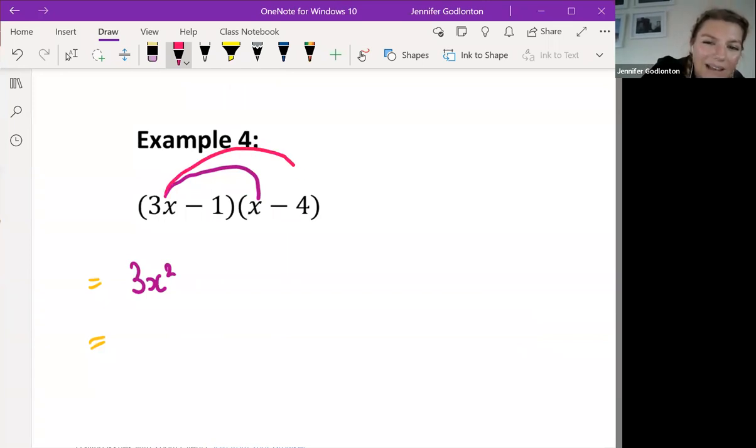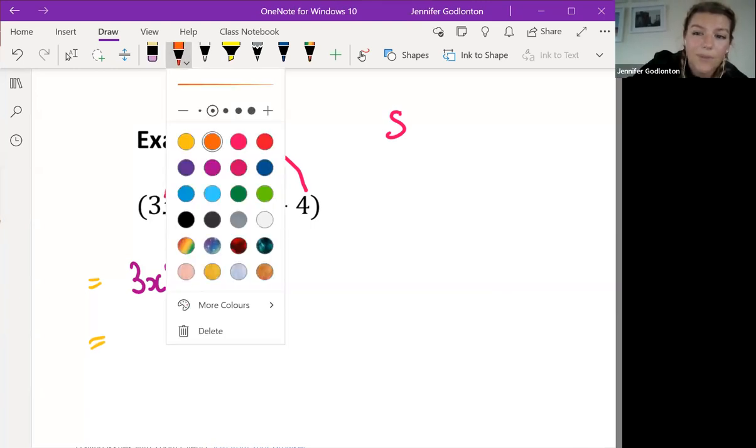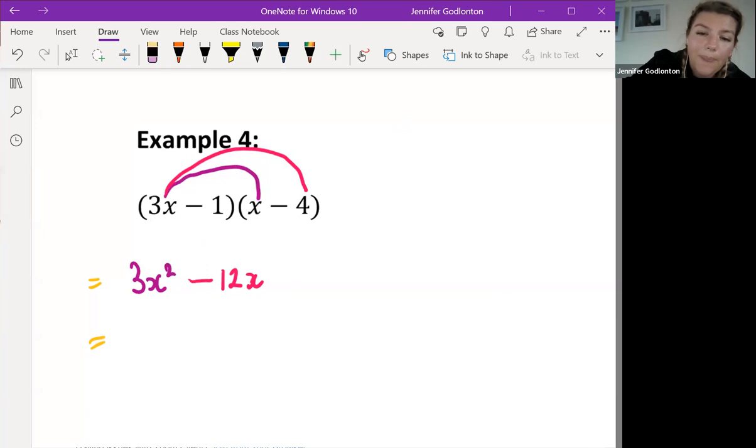Outers: 3x times -4. I have a positive that I'm multiplying by a negative, which means I'm going to get a negative answer. 3 times 4 is 12, and then my variable is x. So I'm thinking signs, numbers, variables. Next, we're going to do inners. -1 times x. Our signs are a negative times a positive, which is a negative. Our numbers are 1, and our variable is x.